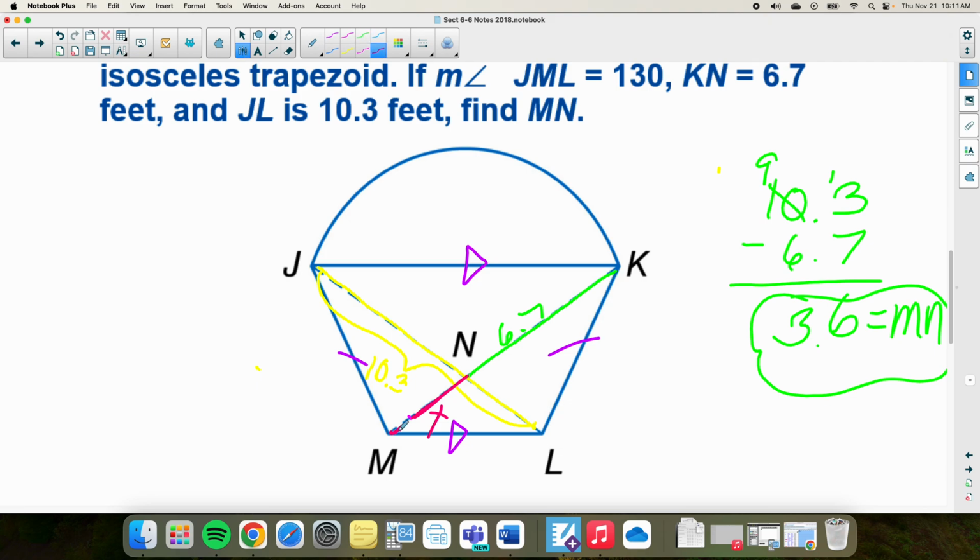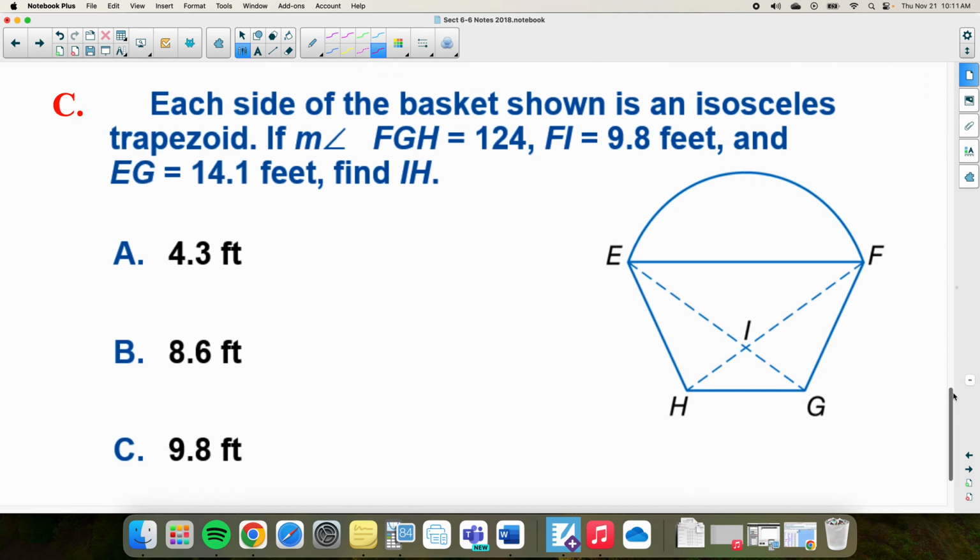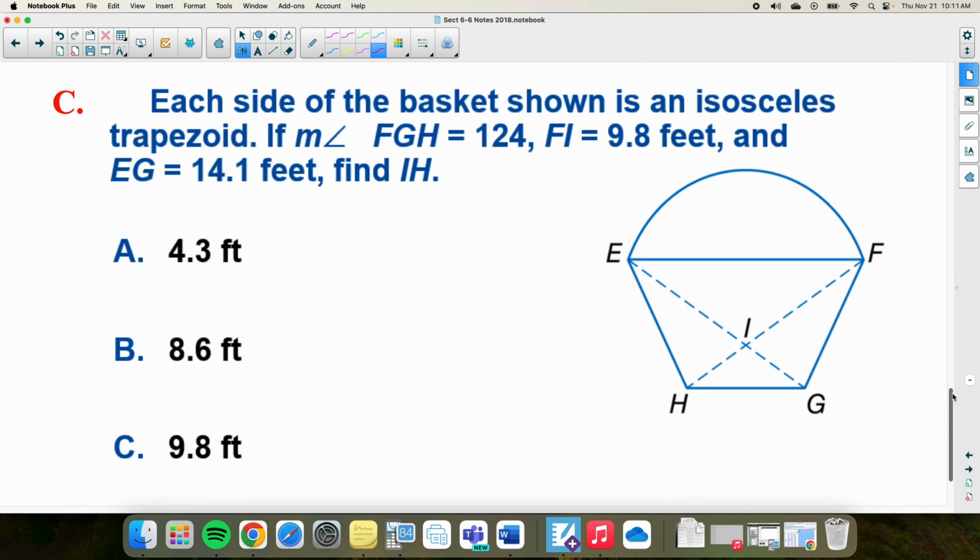All right? Okay. Now let's go here. It says again, we have an isosceles trapezoid. So these two are equal, these two are parallel. And the measure of angle FGH right here, actually let me check. That angle isn't going to matter again in this one, so I'm not even going to write it in. The reason I know that is they're asking me for a side. So angle's not going to matter. FI is right here, and that is 9.8.